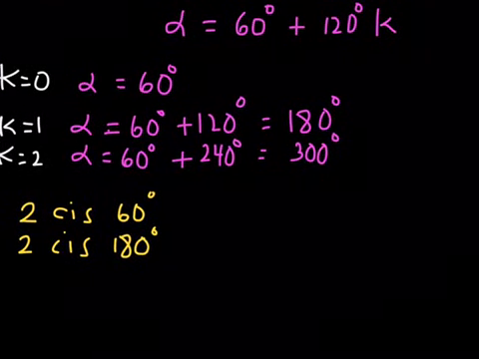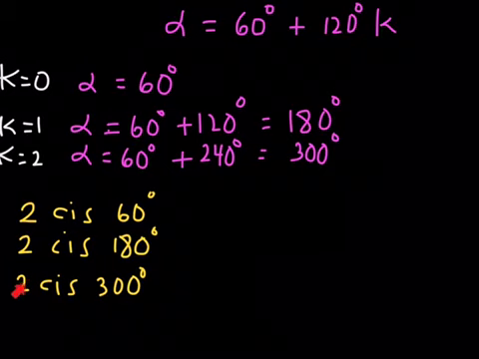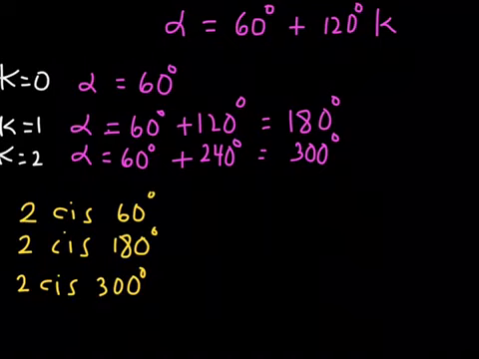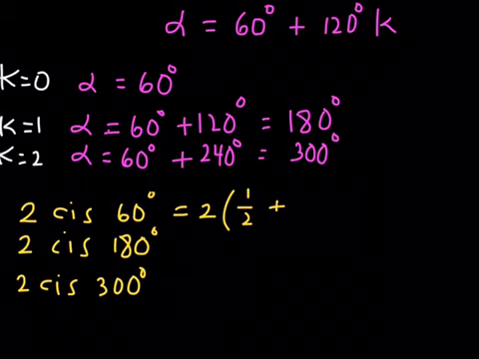2 times cis of 300 degrees. These are the three cube roots for negative 8. Now, they wanted our answers in rectangular form, so let's keep going. So then this would be 2 times, now cosine of 60 degrees is 1/2. So 1/2 plus i sine of 60 degrees is root 3 over 2. All right, let's keep going.